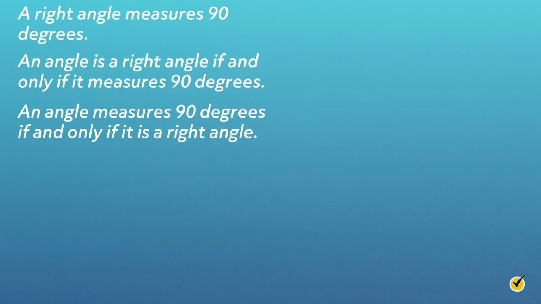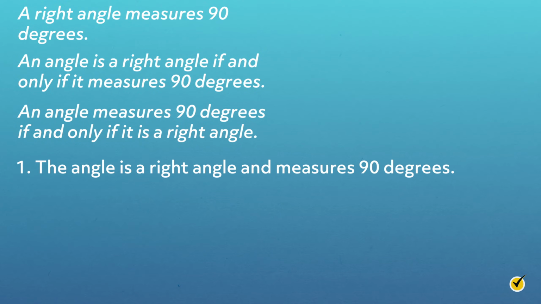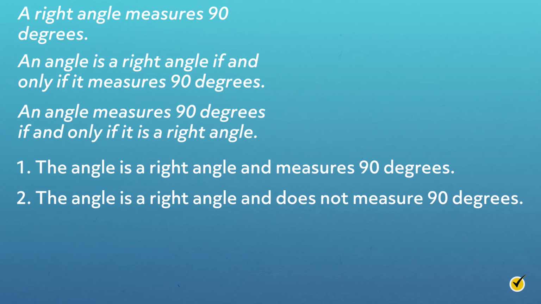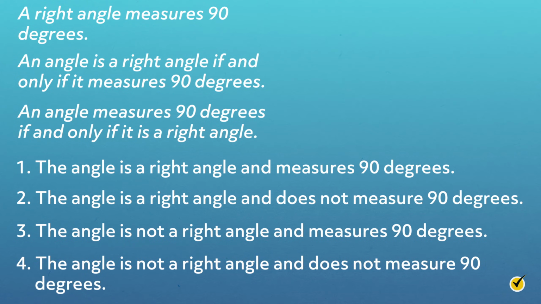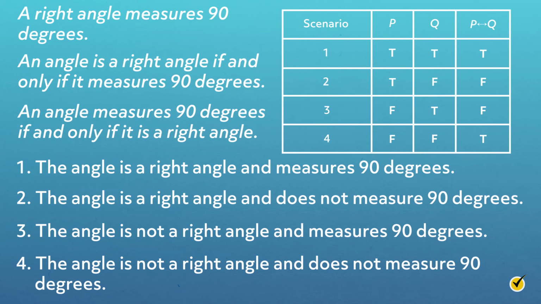Given an angle, there are 4 possible scenarios. An angle is a right angle and measures 90 degrees. An angle is a right angle and does not measure 90 degrees. An angle is not a right angle and measures 90 degrees. The angle is not a right angle and does not measure 90 degrees. Clearly, scenarios 1 and 4 are true and 2 and 3 are false. Therefore, this is the truth table.